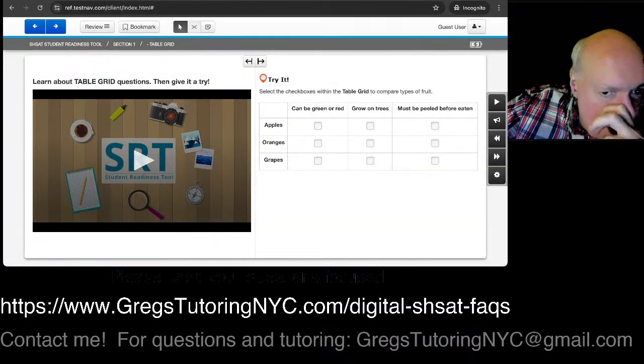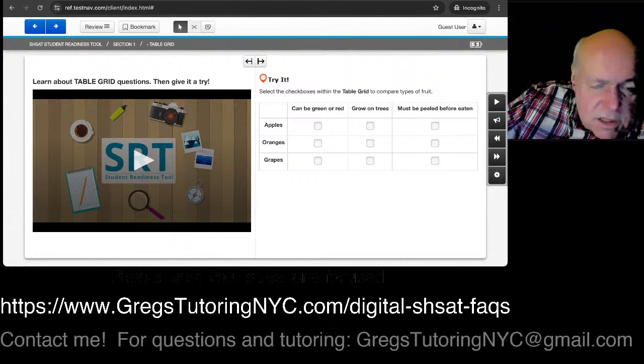So select the check boxes in the table grid. This is comparing rows and columns. Can be green or red. An apple can be an orange? Nope. Well, an orange could also be green or red. Grape can be green or red.